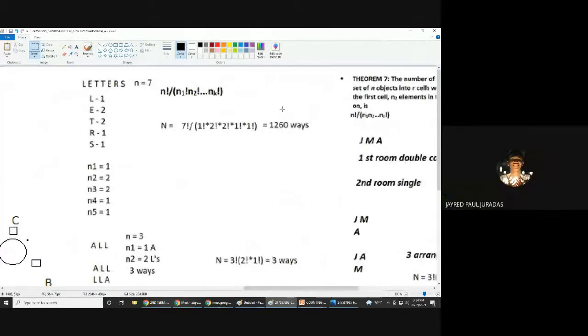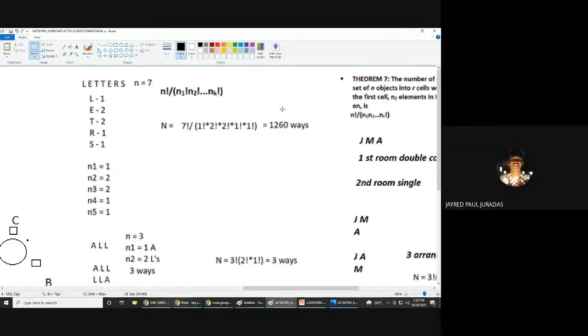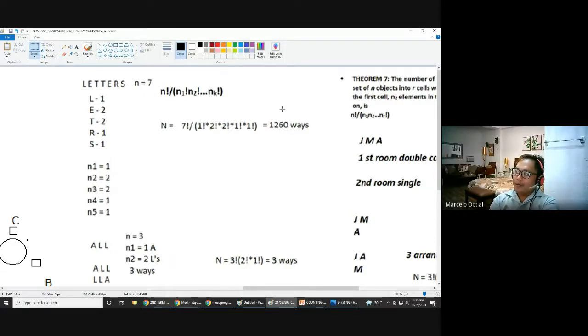Input lang sa calculus, sir. Yes, please. 7 factorial divided by 1 factorial times 2 factorial times 2 factorial times 2 factorial times 1 factorial. Is the answer the same? Same, sir. Okay. I hope hindi nag-error lahat, no? Yung iba pala sa inyo, hindi nag-error, no? Sana tama kayo lahat. Bakit, sir? Bakit pala hindi pa mag-error pala si iba, sir?